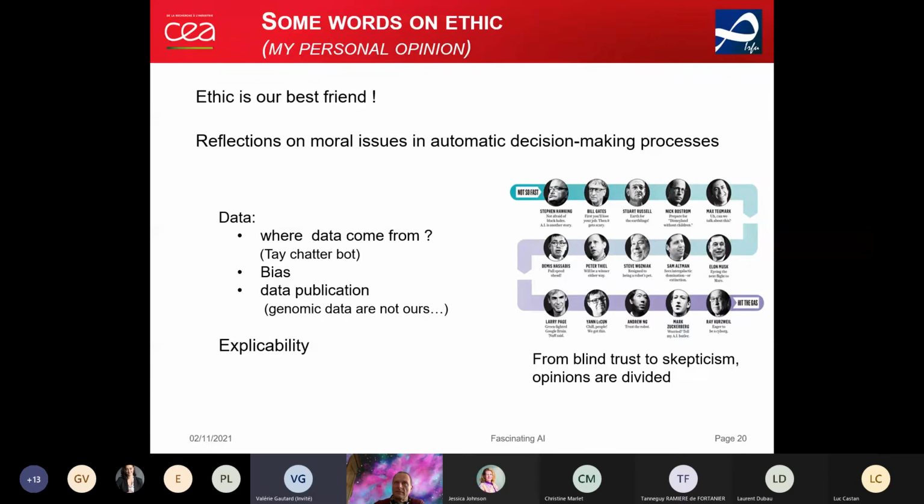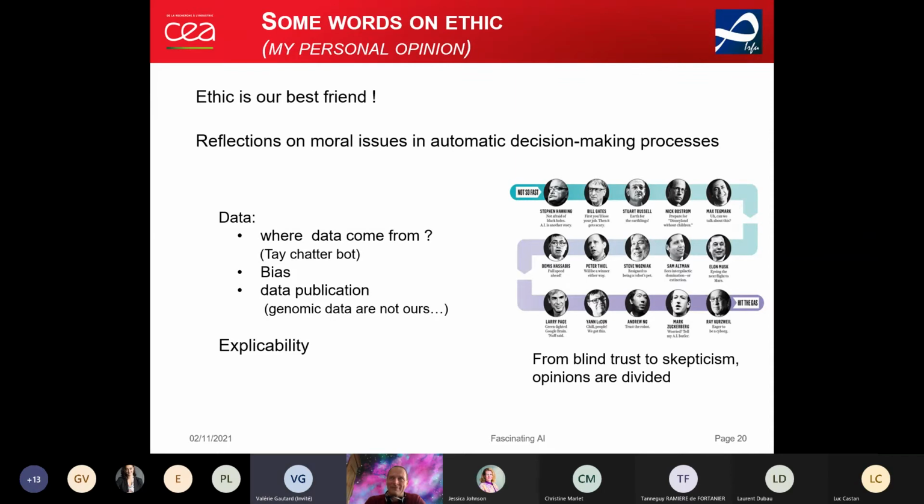A third question, on data, is the publication of the data. Data publication is a very big problem, and we must be aware of what we are doing in publishing data. For example, when you publish your genomic data, you publish not only your data, but the data from your parents and your children too. You must be aware of that.